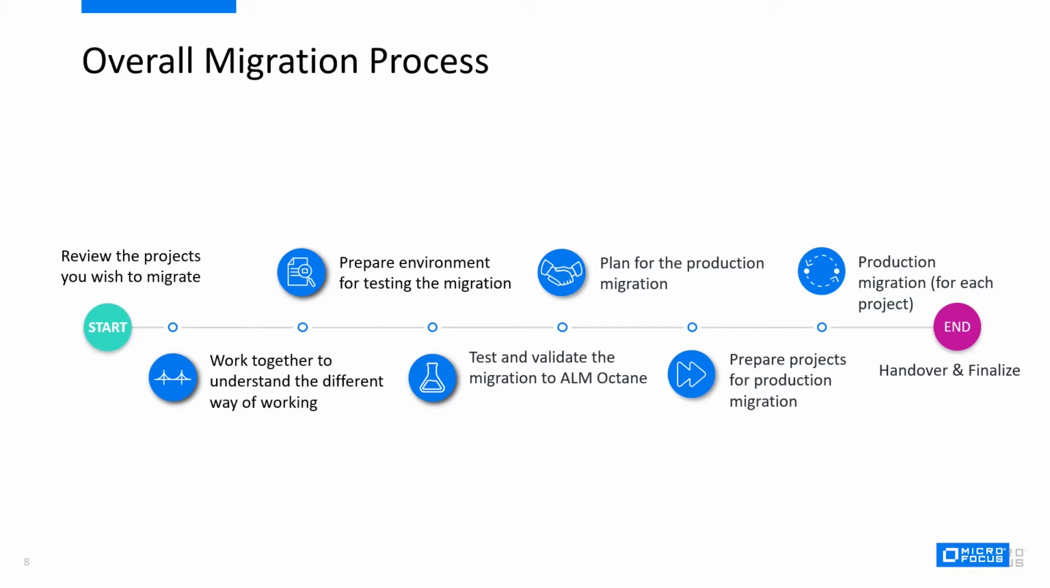The overall migration process will look something like this. You would start by reviewing the projects you wish to migrate. We will work together with you to understand different ways of working. You will have to prepare environments for testing the migration. The migration has to be tested and validated. Then you'll start planning for the production migration and prepare the projects for the actual migration over to production. And the production migration happens for each project. And then we can say we finalize the overall migration process.